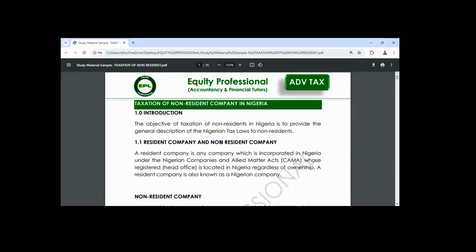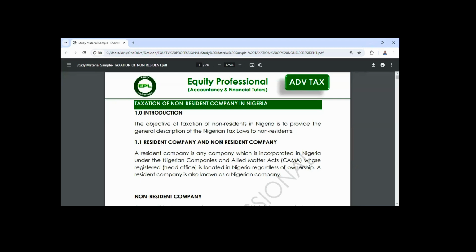We will look at taxation of non-resident company in Nigeria. How do we tax non-resident company in Nigeria? What type of tax does non-resident company pay in Nigeria?